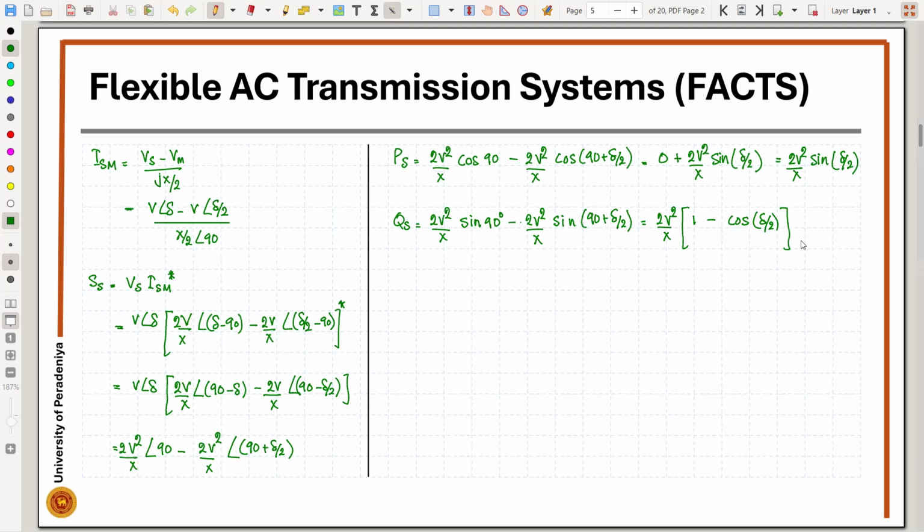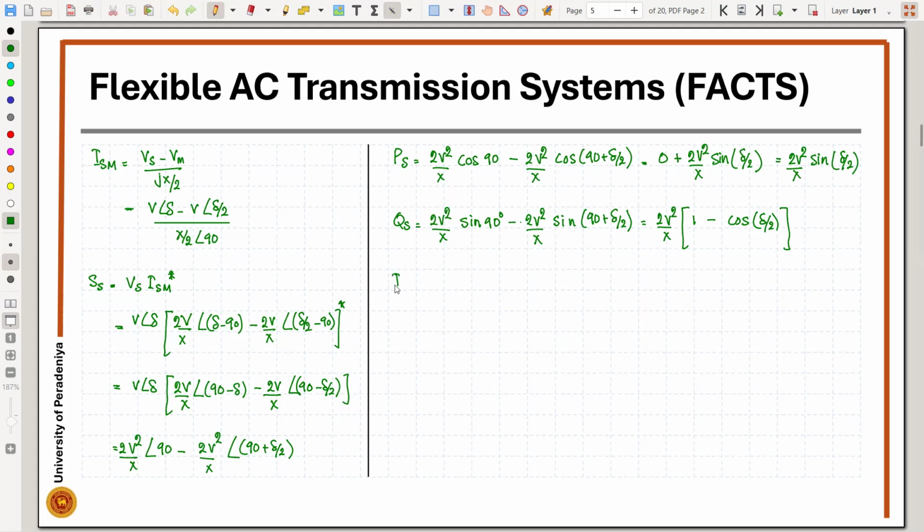So when you solve, you would get this equation for the sending end power, that would be equal to 2V squared over X sine delta by 2. And then for the reactive power, we get 2V squared over X times (1 minus cos delta by 2). So that would be the sending end active and reactive power. In the same way, you should be able to prove the receiving end active and reactive powers.